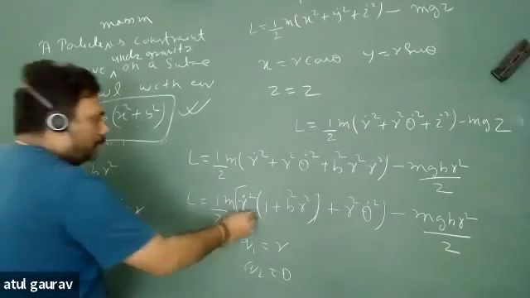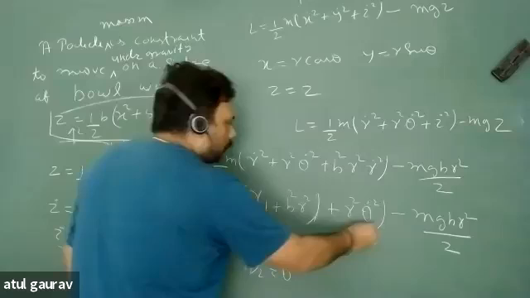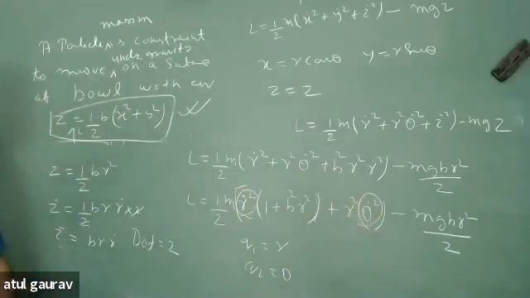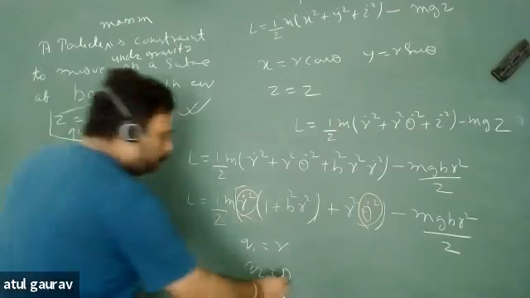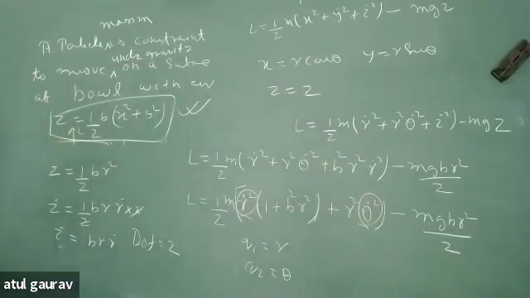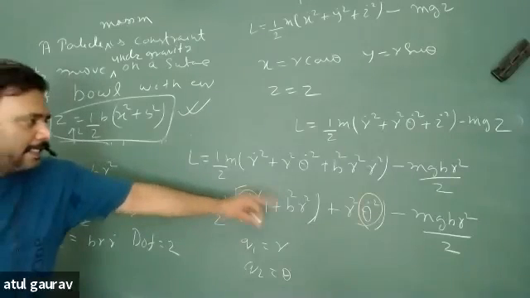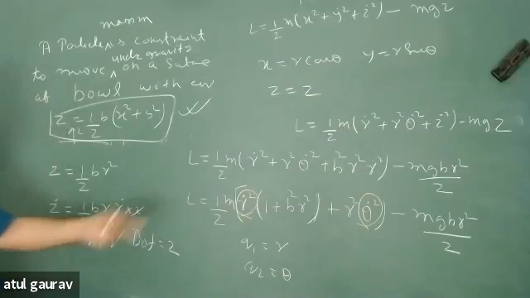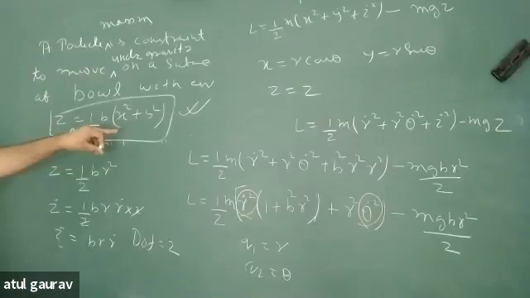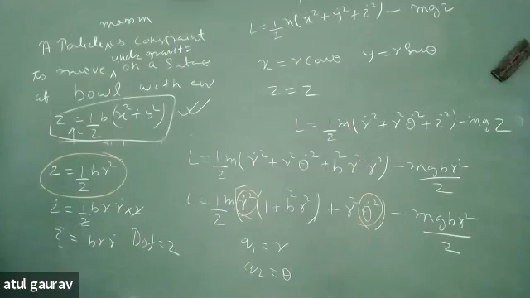One is r. So we have seen this is an r dot square kind of thing, and this is a theta dot square kind of thing. So we have two independent variables, one is r, another is theta. So this is a wonderful thing. Now I can say this is the correct Lagrangian in cylindrical coordinates with this particular constraint.